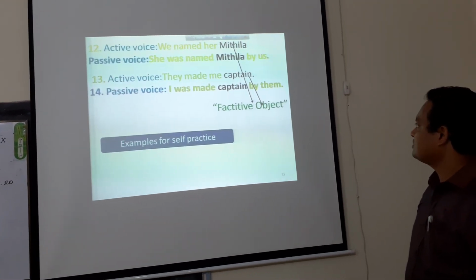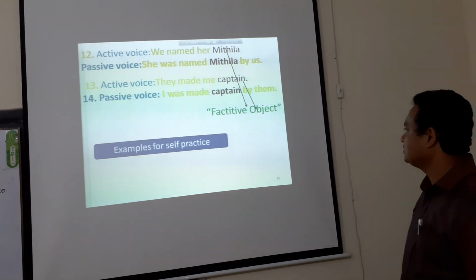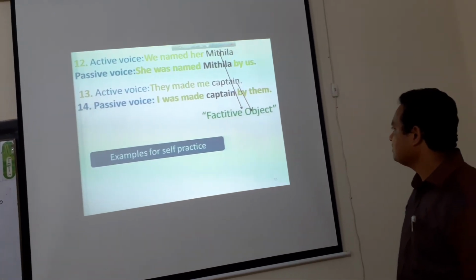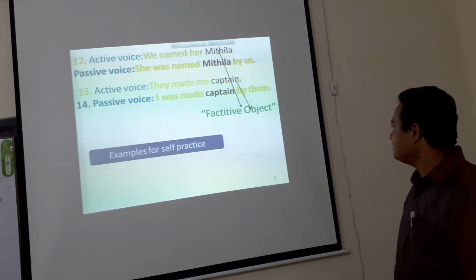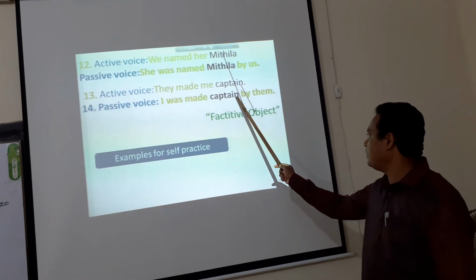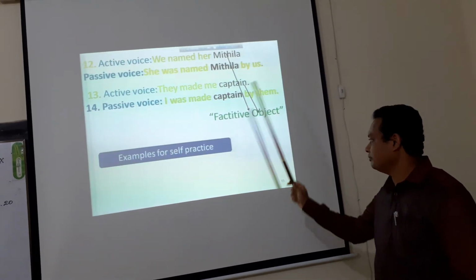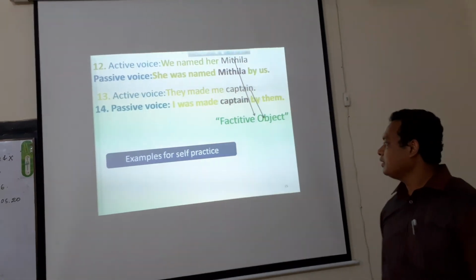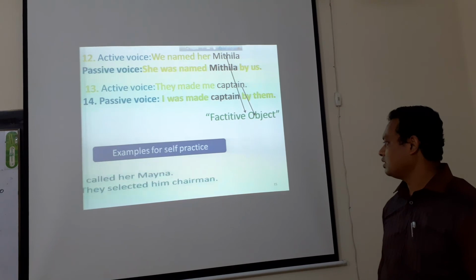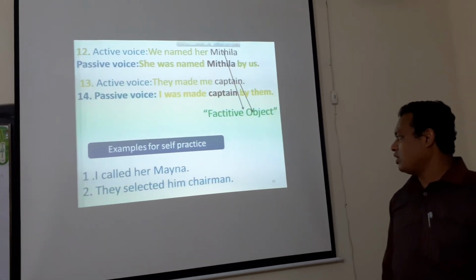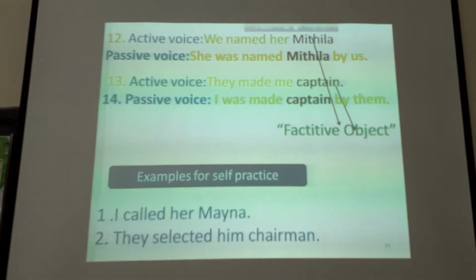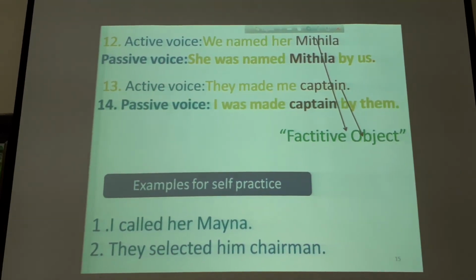She was named Mithila by us. Next example, they made me captain. I was made captain. Captain comes before by. Then, examples for self-practice. I called her Moina. They selected him chairman.